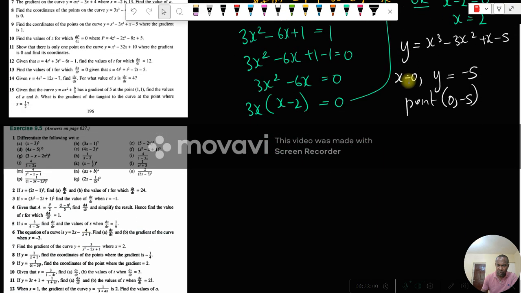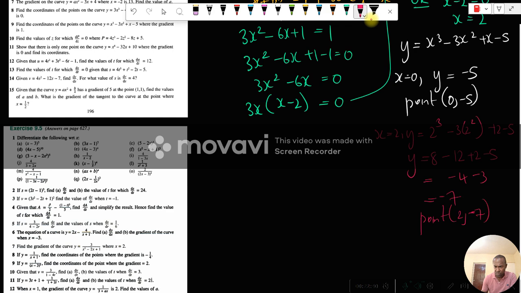We do the same thing now, but this time when x equals 2. So we say that when x equals 2, we have y equals 2 cubed minus 3 times 2 squared plus 2 minus 5. So we have y equals 8 minus 3 times 4, which is 12, plus 2 minus 5. So this basically gives me 8 minus 12 is minus 4, plus 2 minus 5 is minus 3. So that gives me minus 7. So the other point is (2, negative 7).